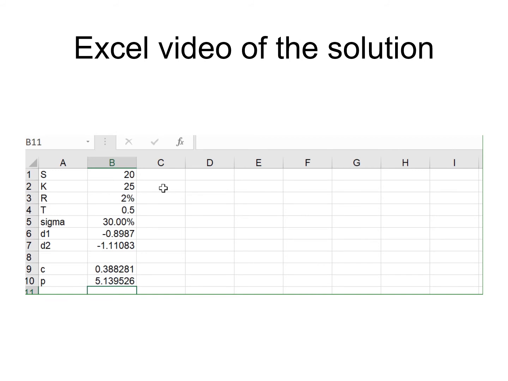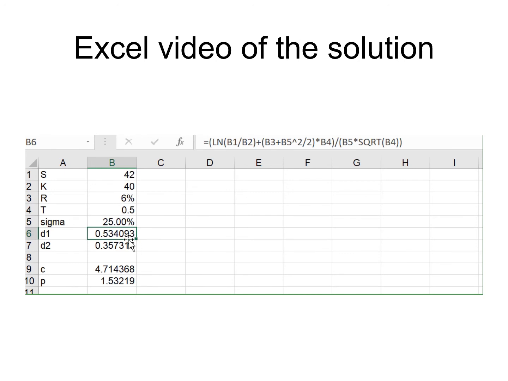Okay, now let's do an Excel calculation. First, let's input the parameters. The share price is 42 and the strike price is 40 for both call and put. And the risk-free rate is 6%. And the time to maturity is half a year, it's 6 months. And the volatility is 25%.